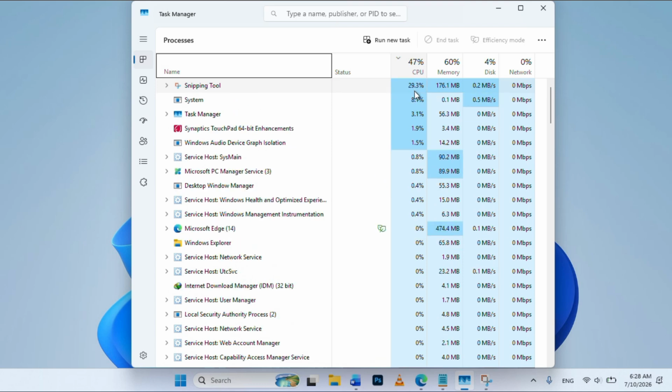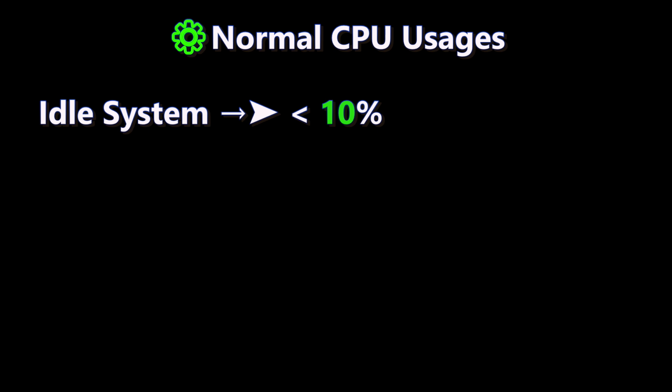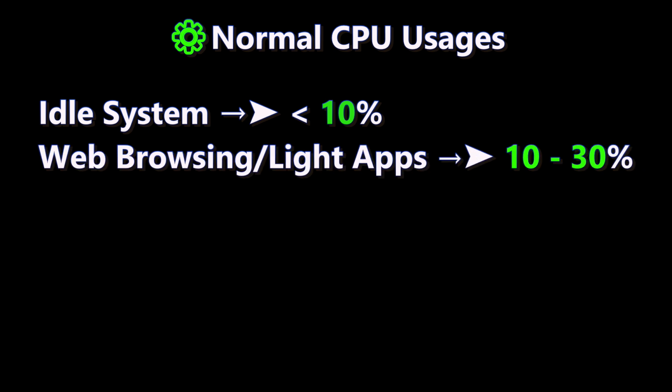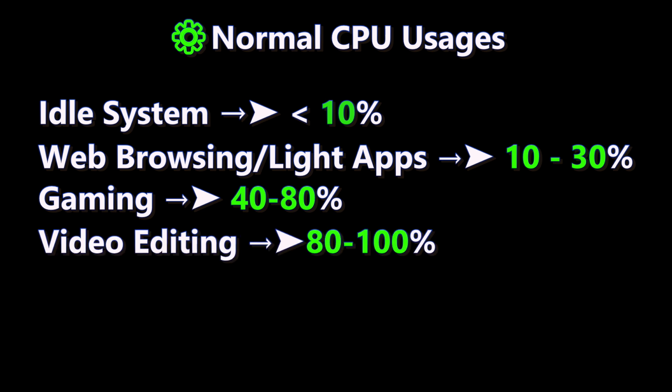Here are CPU usage values considered normal. When the system is idle, CPU usage is mostly less than 10%. While web browsing or running light apps, the CPU usage might go between 10 to 30%. While gaming or running heavy tasks, the CPU usage might go between 40 to 80%. But while video editing or rendering, the CPU usage might go beyond 80% to 100%, especially during export.